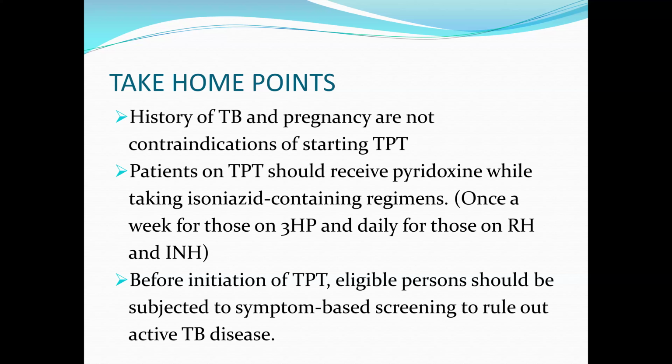What are our take-home points from tuberculosis preventive therapy? One, history of TB and pregnancy are not contraindications to starting tuberculosis preventive therapy. Two, patients on TPT should receive pyridoxine while taking isoniazid-containing treatment, once weekly for those on rifapentine and isoniazid, and daily for those taking rifampicin and isoniazid or isoniazid only. And before we initiate tuberculosis preventive therapy, eligible persons should be subjected to symptom-based screening to rule out active TB disease.